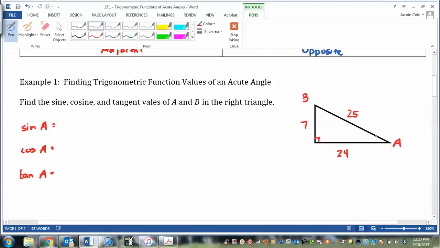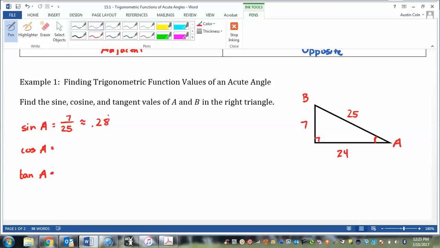With respect to A, this angle, I want to find the sine of A. Sine is which two sides? Opposite over hypotenuse. So the sine of A is going to be 7 over 25. Do 7 divided by 25 on our calculator. Let's round to 4 decimal places. It's just 0.28. So the sine value of this angle A that we don't know is 7 over 25, which is 0.28.